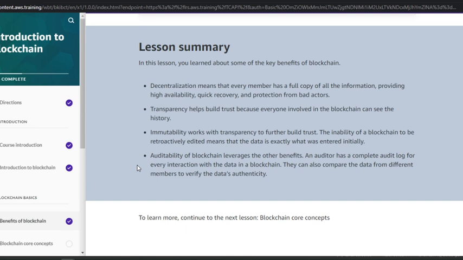Auditability of blockchain leverages the other benefits. An auditor has a complete audit log for every interaction with the data in a blockchain. They can also compare the data from different members to verify the data authenticity.